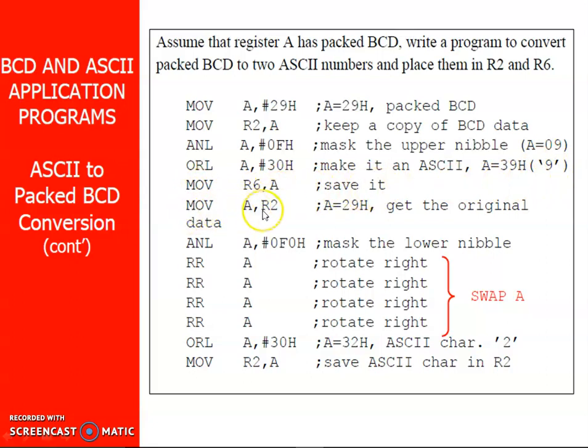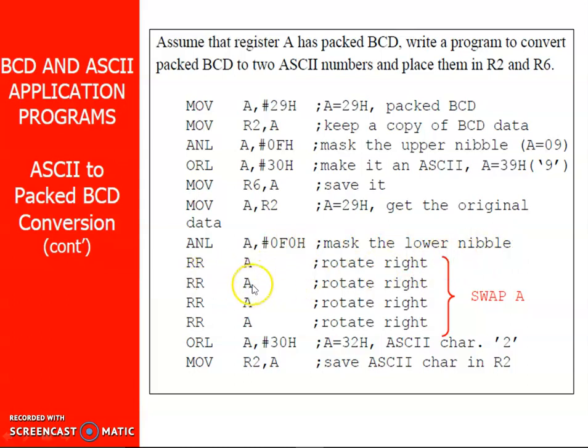Next MOV A, R2. Again take the number 29H. Now we got 39. The next process is we should get 32. Therefore this is the second part of the program. So ANL A, #0F0H. Mask the lower nibble. We want 2, so you have to mask 9.